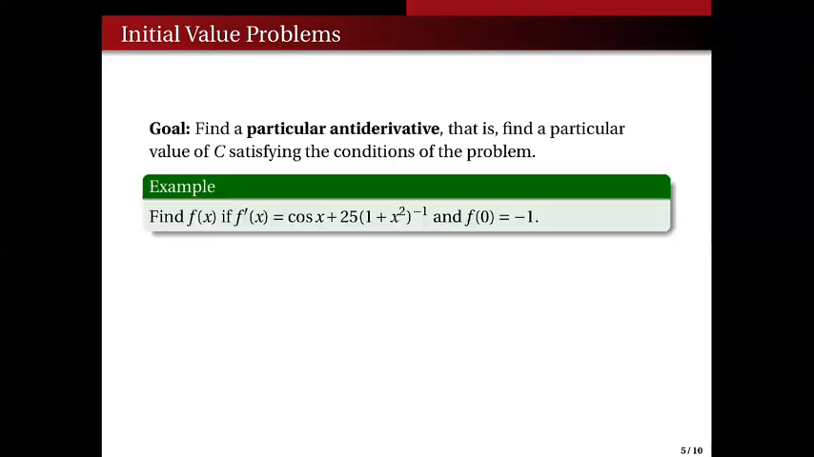For example, we want to find f of x. We have to find this function f of x if f prime of x is equal to cosine of x plus 25 times 1 plus x squared raised to negative 1, and such that f of 0 equals negative 1. So we want to find f of x if f prime of x equals cosine x plus 25 times 1 plus x squared raised to negative 1, and that f of 0 equals negative 1.